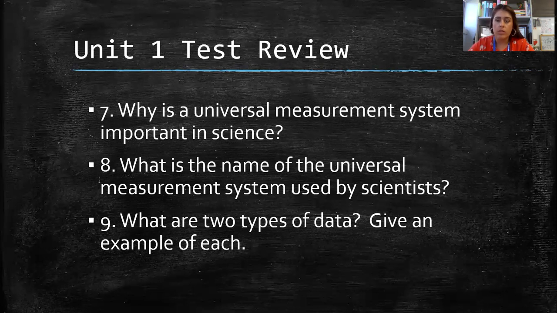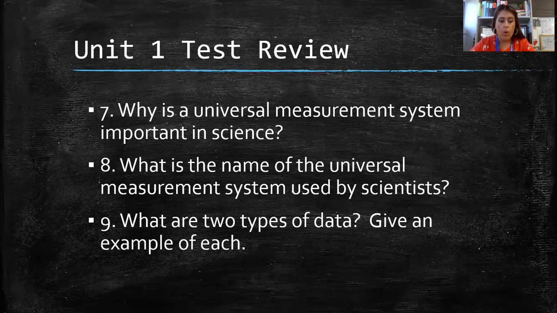So if we're using the metric system and we rely on science to do replication and repetition, and we want another scientist to replicate our procedure, they must be able to follow the same steps in order to get the same results. So we use a universal measurement system so that all scientists use the same information.